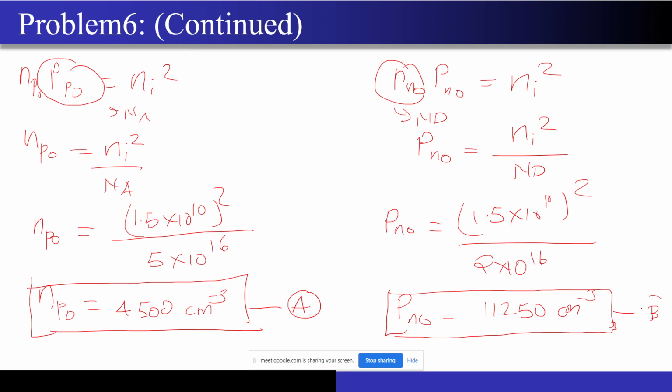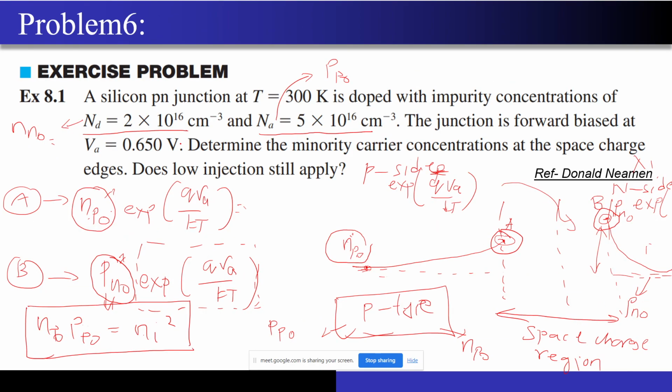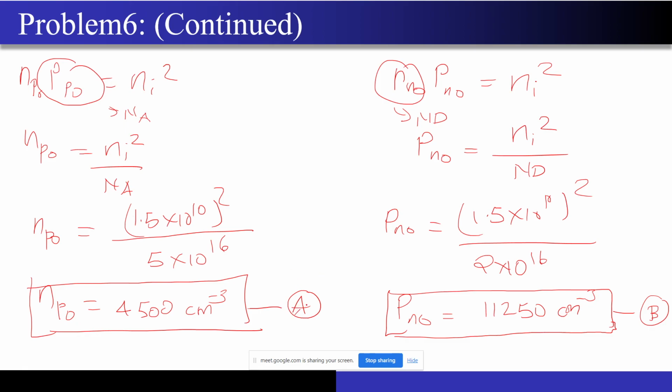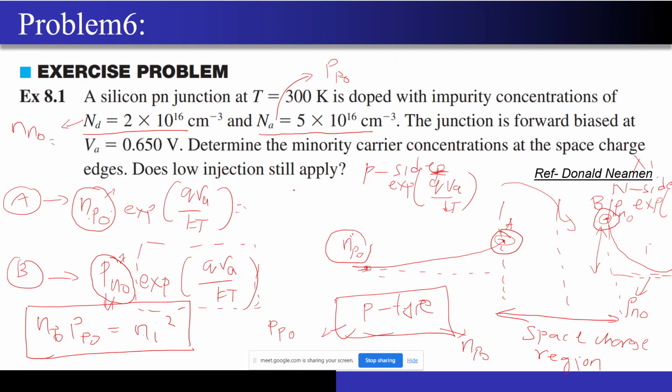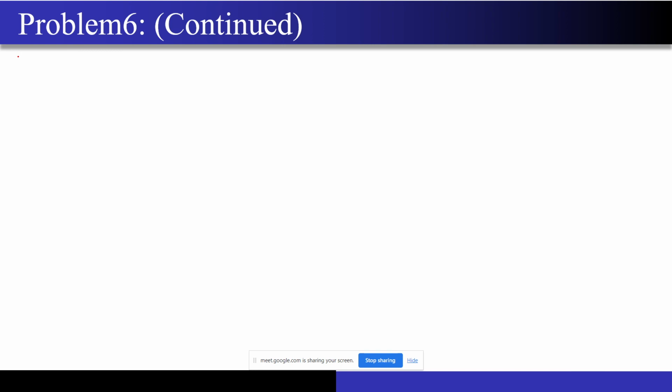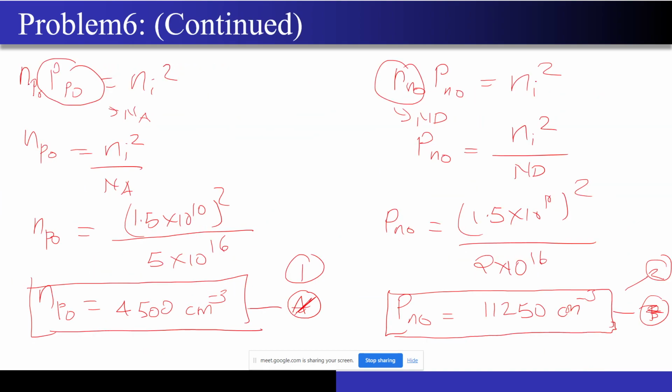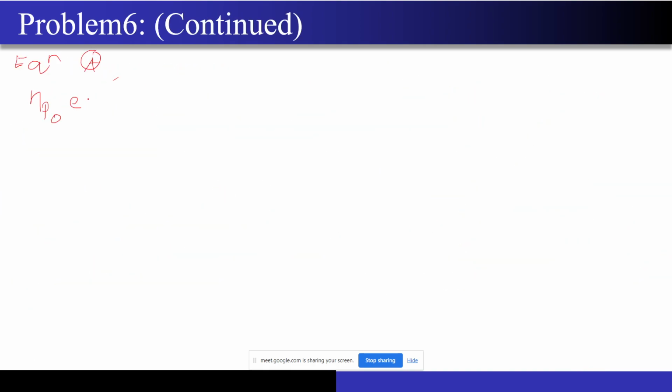Let me highlight this as equation number A and this as equation number B. Sorry, these are not A and B because I have used the same notation, so let me call them equation number 1 and equation number 2. All the values of 1 and 2 that we have found will be put in equation number A and equation number B. So let's start with equation number A. It was np naught into exponential of qVa by kT.